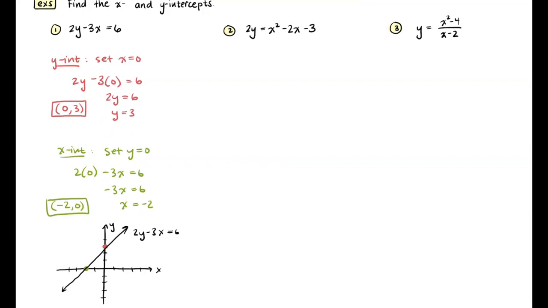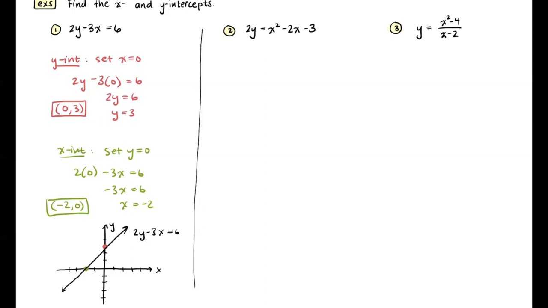All right, example number 2 is now a quadratic. It's got a degree of 2. So that means that we're going to find at most 1 y-intercept and either 2, 1, or 0 x-intercepts algebraically.